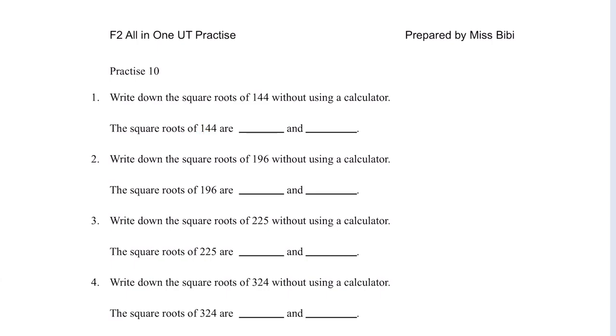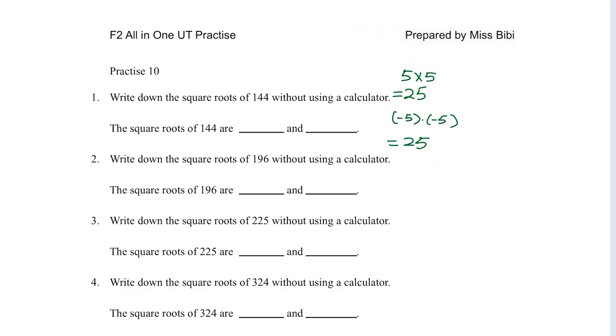What times what equals 144? For example, 5 times 5 equals 25, so the square root of 25 will be 5. But at the same time, negative 5 times negative 5 also equals 25. So we will say the square root of 25 is actually both 5 and negative 5. That's one of the examples, of course.